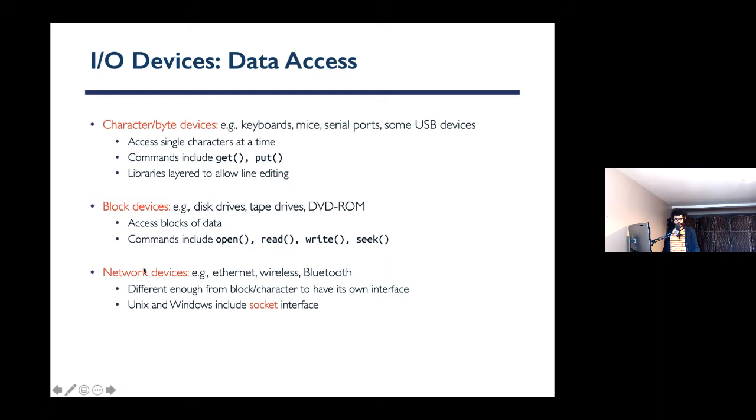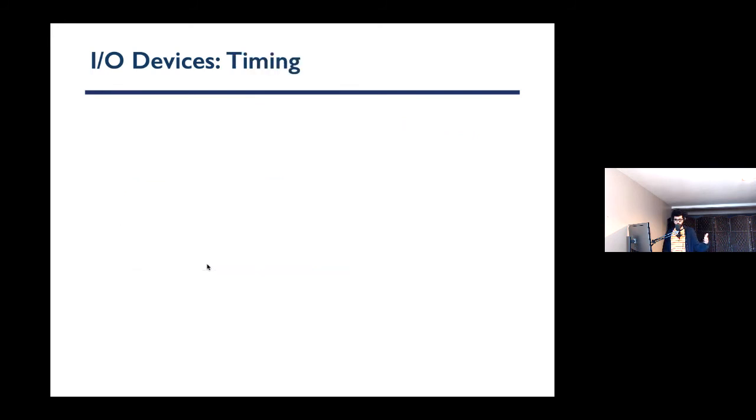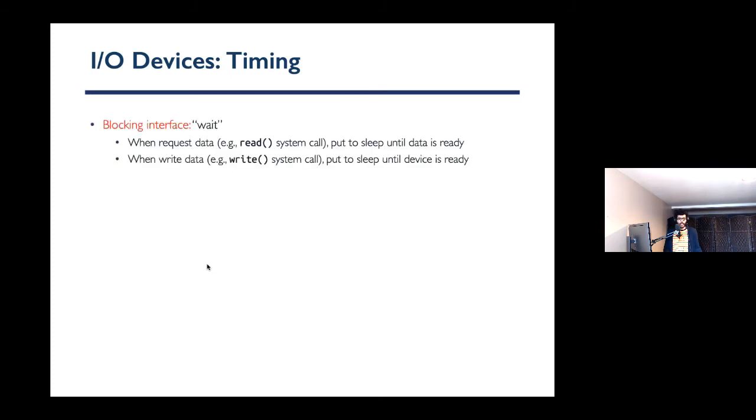And then you have also a separate category of network devices, because they're different enough from block and byte devices. So you have worked with sockets in 252, so you probably know about it. And the idea of select and all of that. So it's a different category when it comes to networking devices.